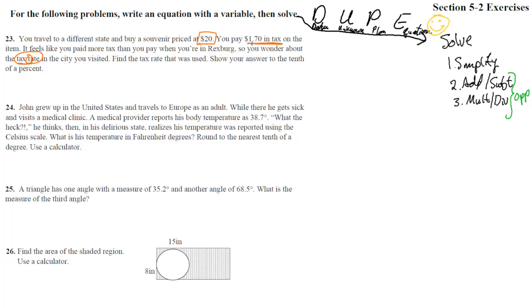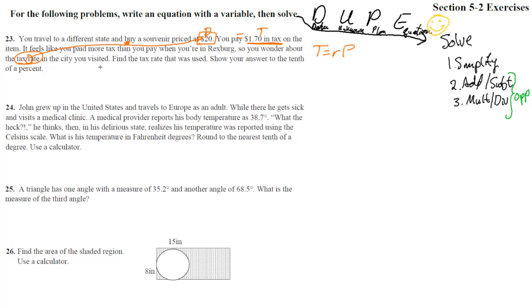Okay, so let's think through. We have our variable R. Here's the price, P, and here's the tax, T. Do we have a formula? Yeah, we do. We have a formula, T equals RP, if you remember that formula. It was whatever tax rate times the price, there's a little times there, equaled the $1.70. That's how tax rate works.